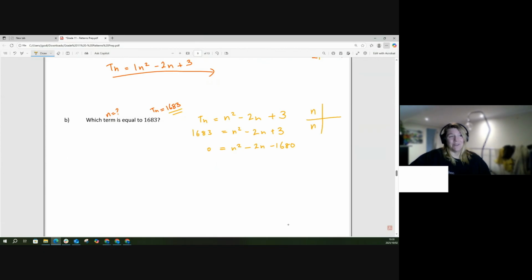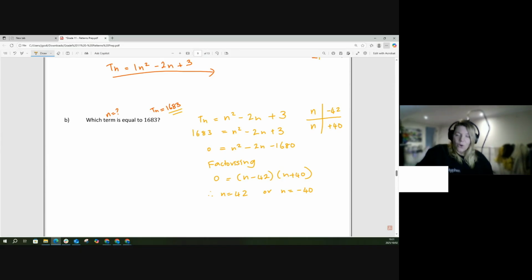So we land up with -42 and +40. So when we multiply those together, we're going to get 1680, but you always are welcome to use the quadratic formula if you are wanting to. So what we're doing here is we are factorizing. So we land up with n minus 42 and n plus 40. And so therefore n would be 42 or n would be negative 40.